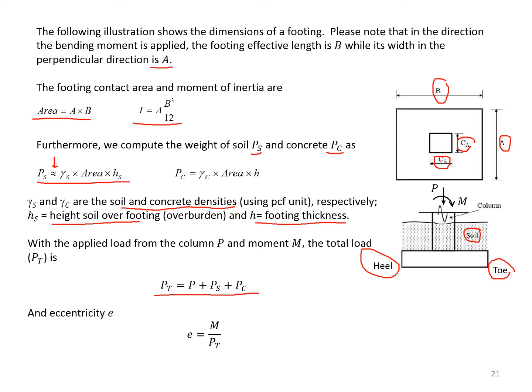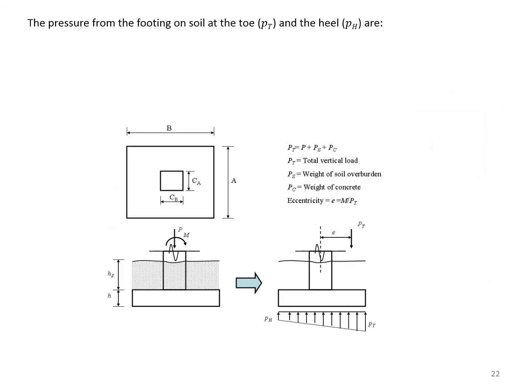And we can consider an eccentricity as moment divided by PT. I'm going to show this eccentricity in the next slide. So here you will see the eccentricity. If the total load is PT, we are putting the load PT at a distance E. E is the eccentricity, which is M divided by PT.